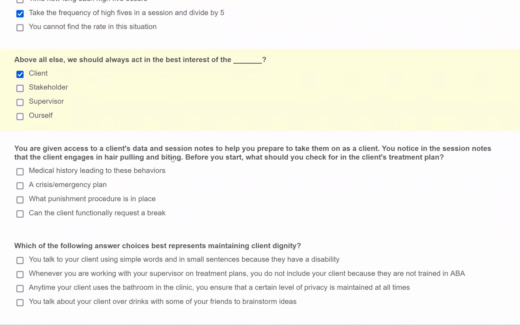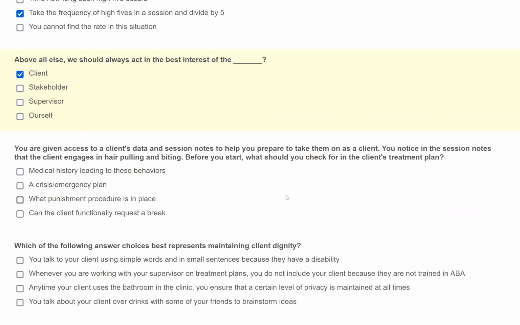And then you are given access to clients' data and session notes to help you prepare to take them on as a client. You notice in the session notes that the client engages in hair pulling and biting. Before you start, what should you check for in the client's treatment plan? Okay, there's a very specific task list item that addresses this type of situation. If the client engages in hair pulling and biting, are you potentially in danger? Sure, right? Hair pulling and biting can be very dangerous if done with enough intensity and magnitude, right? So if you notice that your client engages in hair pulling and biting, what do you need to check for? Before you start, what do you check for on the client's treatment plan?